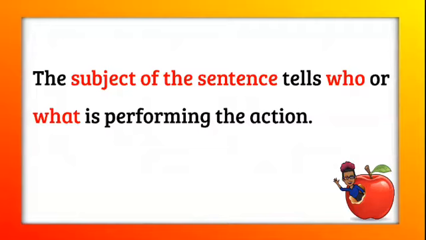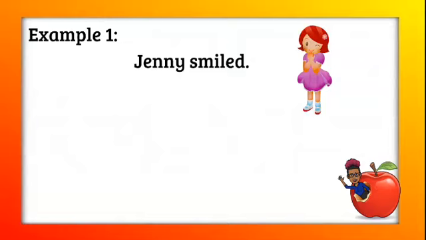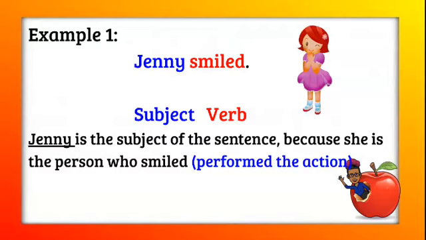The subject of the sentence tells who or what is performing the action. So our first example, number 1, Jenny smiled. Jenny is the subject of the sentence because Jenny is the person who smiled. In other words, the person that performed the action. So in our simple sentence, Jenny is our subject, verb smiled, which is the action that was performed by Jenny, the subject.